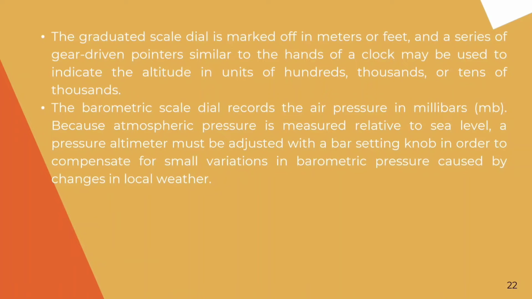Because atmospheric pressure is measured relative to sea level, a pressure altimeter must be adjusted with a baro setting knob in order to compensate for small variations in barometric pressure caused by changes in local weather. Let us have a look at the types of altimeter.